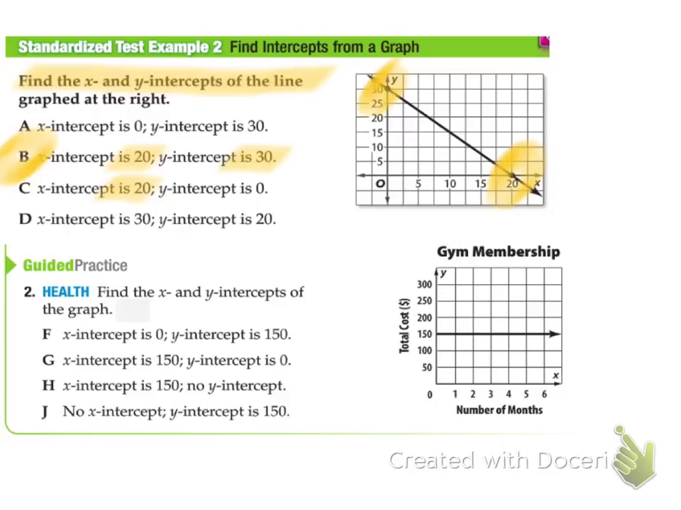How about number 2? Which one do you think it is? Find the x and y intercepts of the graph. We got gym membership, total cost, number of months. Alright, where is it crossing the x-axis? It's not. So there is no x-intercept. The only thing we have is a y-intercept. It's crossing at 150. So the correct answer here is J. Making sense? I certainly hope so.